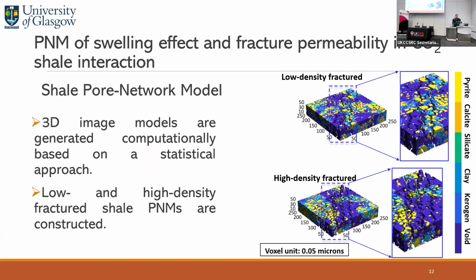Okay, so what do we have here? We focus on small scale, as we said. We don't talk about the upscaling issue, how to go from pore scale to field scale. Here we want to observe the mechanism from the pore scale, so we use shale pore network modeling. With 3D imaging, models are generated computationally based on a statistical approach. We have different shale fractions, with low and high density of fractures in the shale samples. On the right-hand side, this is a low density fracture, and the bottom is a high density fracture. So they have different compositions, similar to the real shale sample.